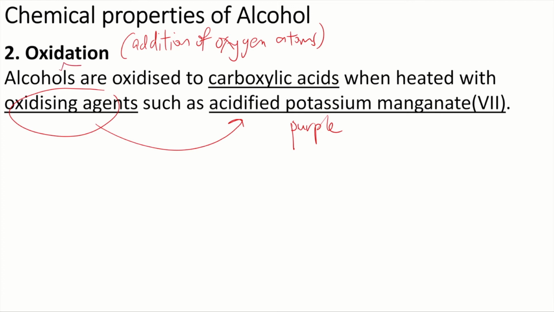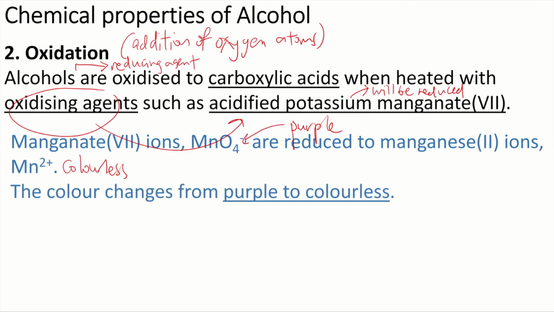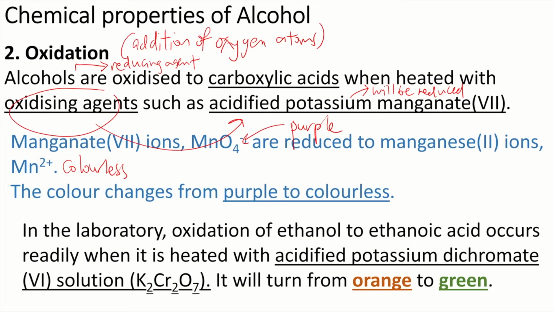So this is an oxidizing agent, and it can react with alcohol. Alcohol is what kind of agent? Reducing agent. Alcohol is being oxidized, so alcohol is a reducing agent. Potassium manganate is an oxidizing agent, and it itself will be reduced. So the purple manganate ions, MnO4 minus, are reduced to Mn2 plus, which is colorless. And in the lab, we can use another oxidizing agent.